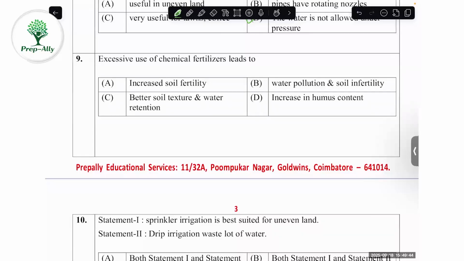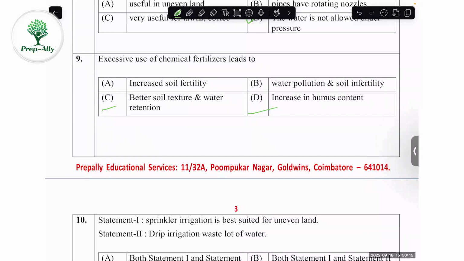Okay. A, increase soil fertility. B, water pollution and soil infertility. C, better soil texture and water retention. D, increase in humus content. So options C and D will be applicable for manure, not for fertilizer. The increase in humus content will be done by manure, and the soil texture and water retention will also be done by manure.